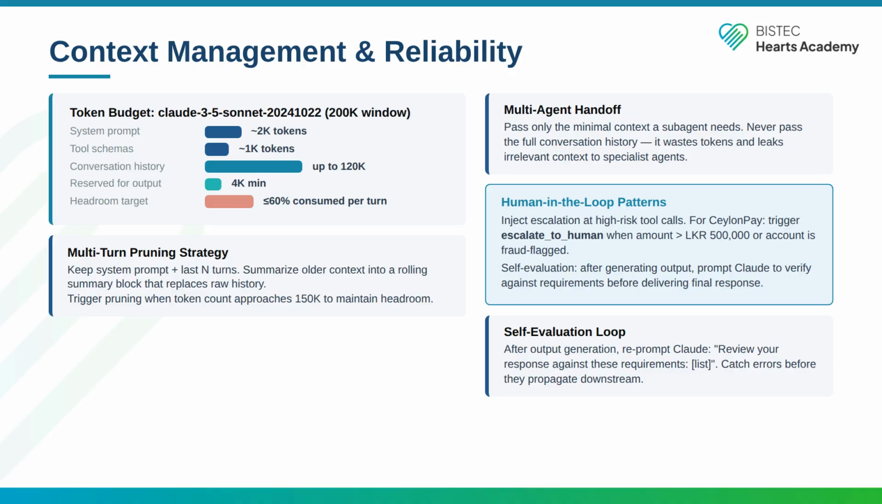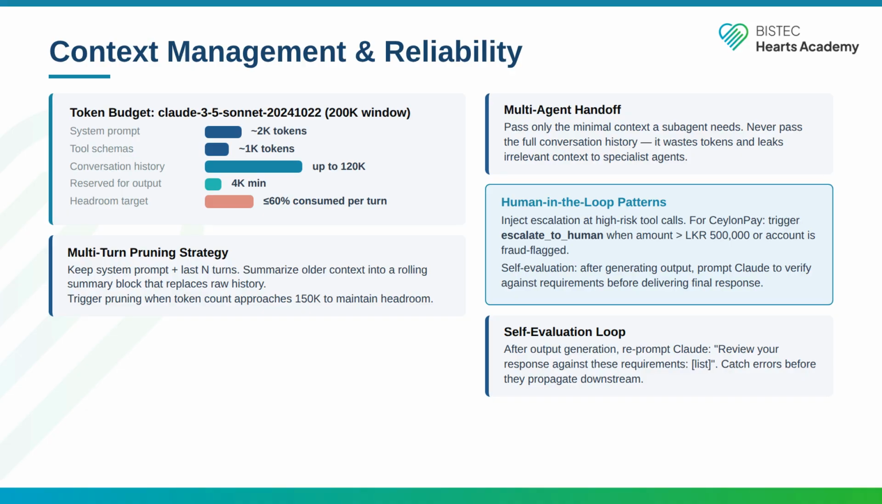The target is to consume no more than 60% of the available window per agent turn, leaving headroom for multi-turn conversations. When conversation history approaches 150,000 tokens, it's time to prune. The multi-turn pruning strategy is: keep the system prompt verbatim, keep the last N turns verbatim, and compress everything older than that into a rolling summary block. The summary should capture the key facts established so far: customer identity, issue description, actions already taken, without the full back and forth dialogue.